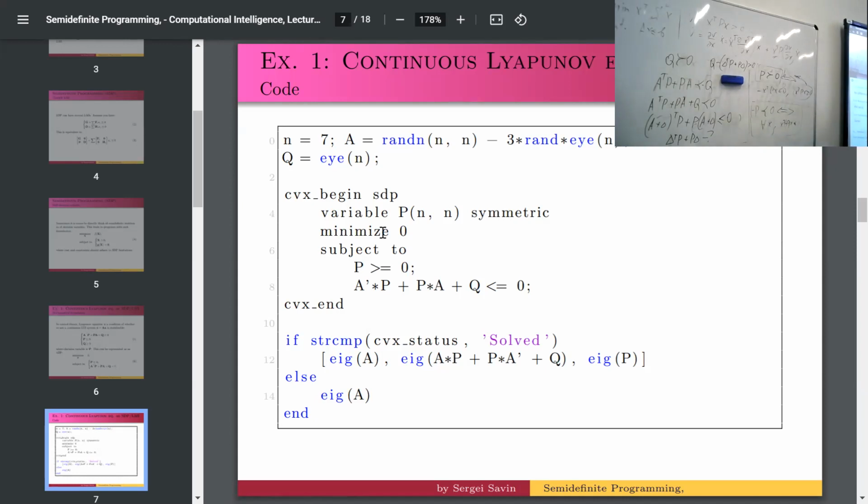CVX can return your problem as being solved, or being infeasible, or having too many iterations, whatever. It doesn't have to have a solution, right? If it does have a solution, the status is going to be solved. That is the story. And if it is solved, you can just check that the P found is positive semi-definite, and this guy is negative semi-definite, by looking at the eigenvalues.